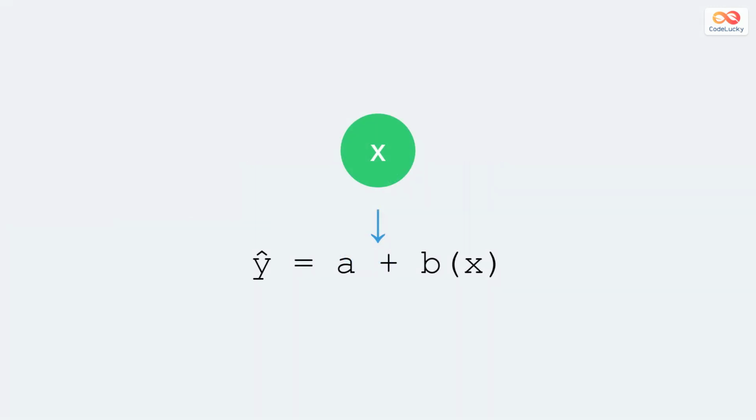Think of it like this. You take your known x value and place it directly into the spot for x in the equation. Once it's there, you just have to do the calculation.